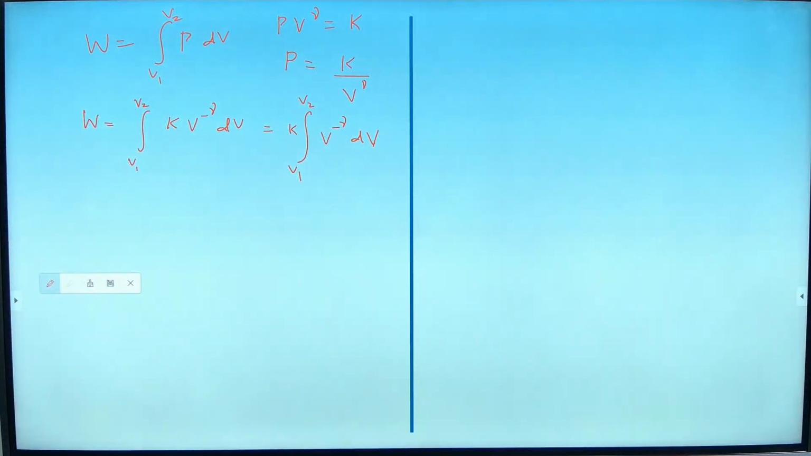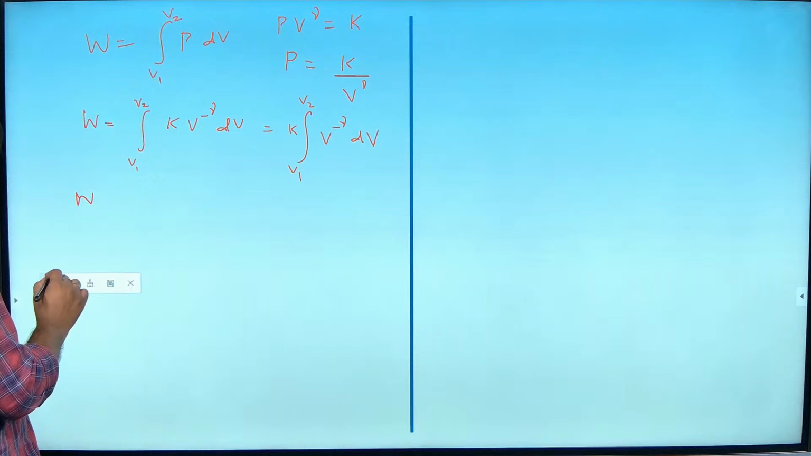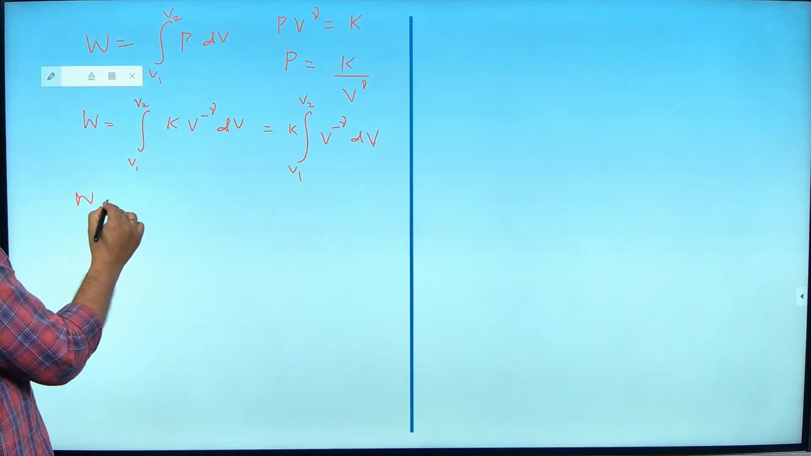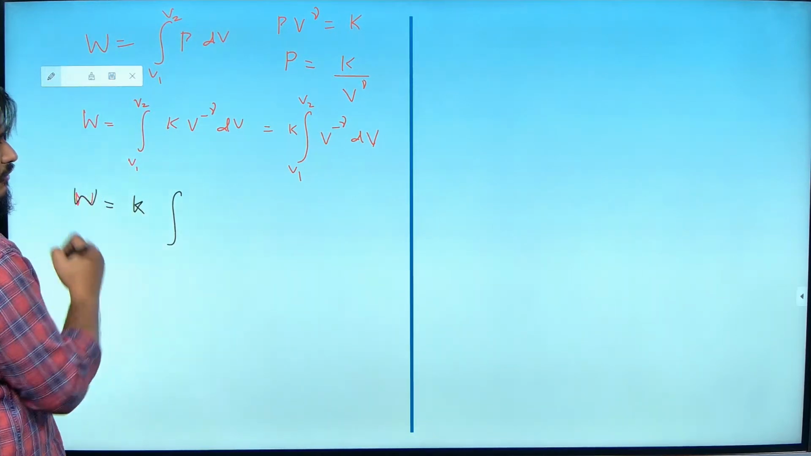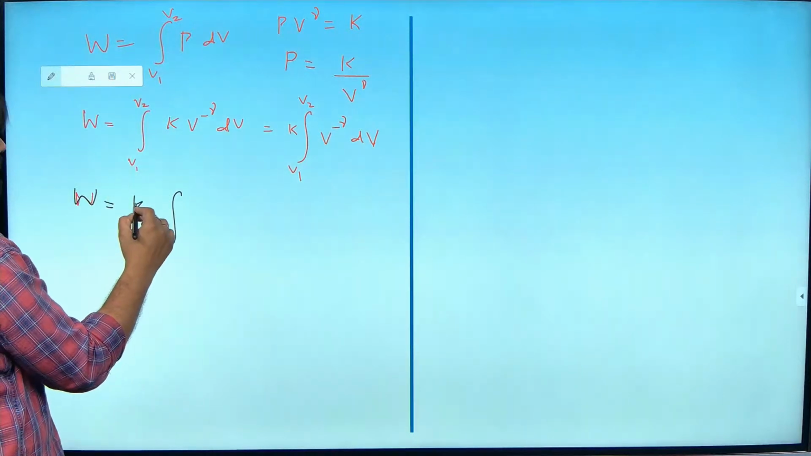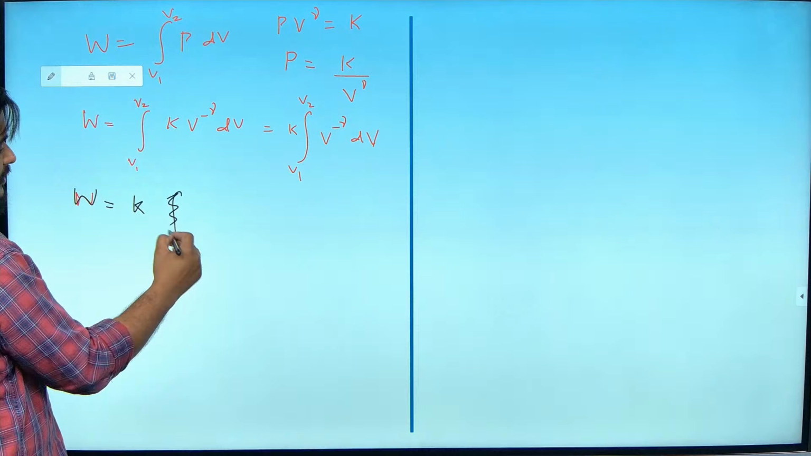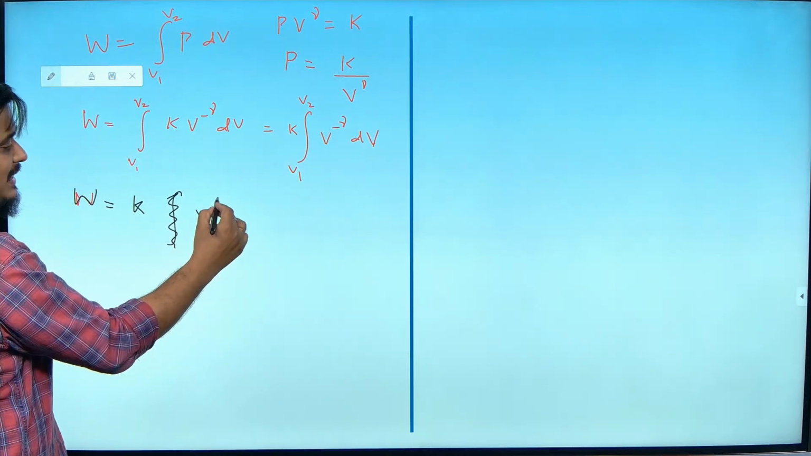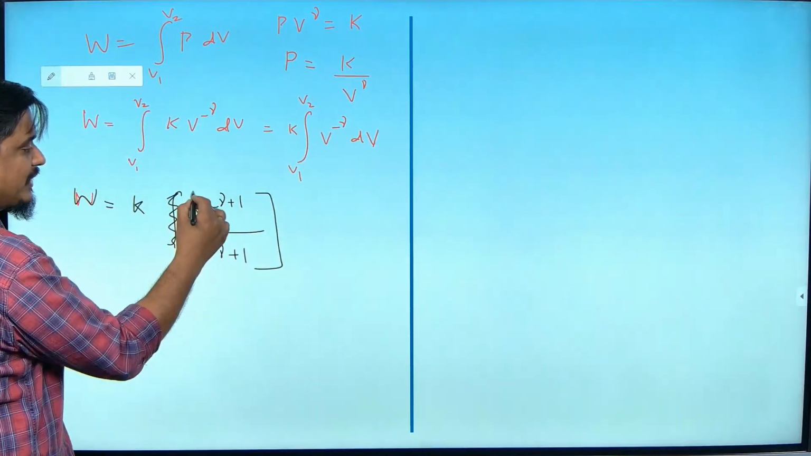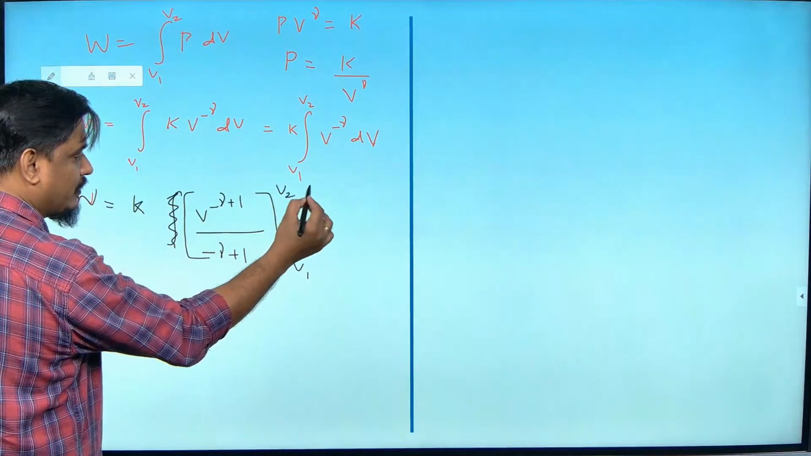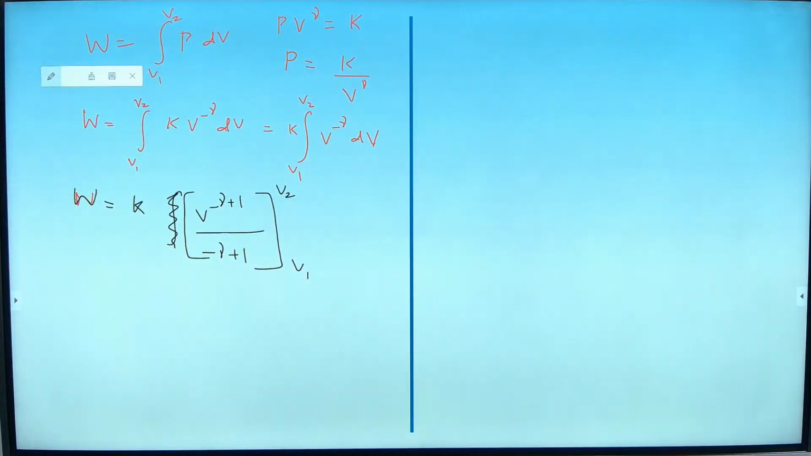Now the integral formula: integral of x power n dx is x power n plus 1 by n plus 1, right? I hope all of you know. Abhinand, integration of x power n dx is x power n plus 1 by n plus 1, right? So work done will become equal to K times V power minus gamma plus 1 by minus gamma plus 1, where the limits are from V1 to V2. Do you agree with me?